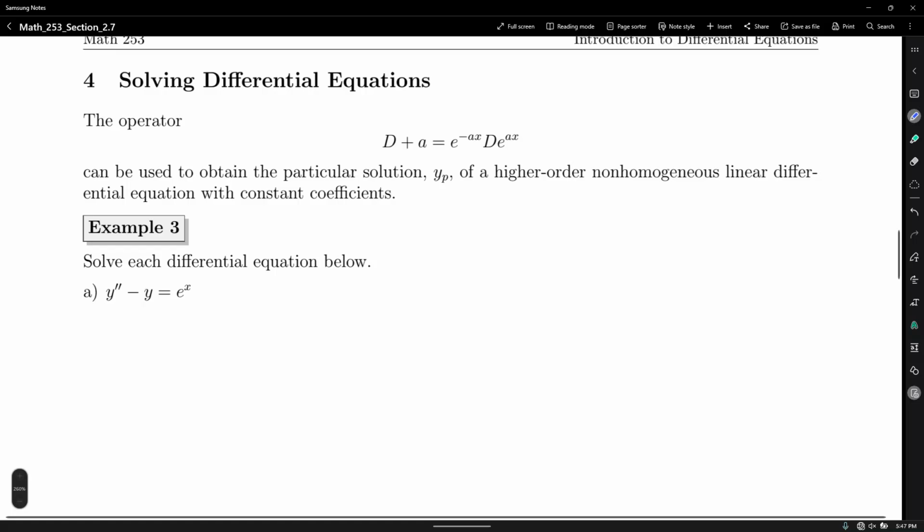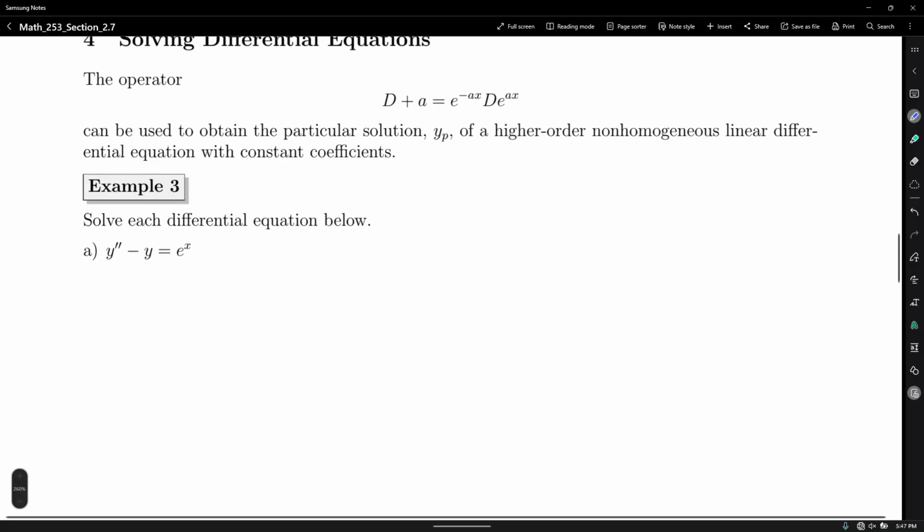All right, well, let's solve this differential equation: y double prime minus y equals e to the x. Although this equation doesn't seem that hard to solve using undetermined coefficients, let me show you how we use the operator method to solve this. I'm going to write the left-hand side of the differential equation in terms of operators. This is d squared minus 1 acting on y equals e to the x.